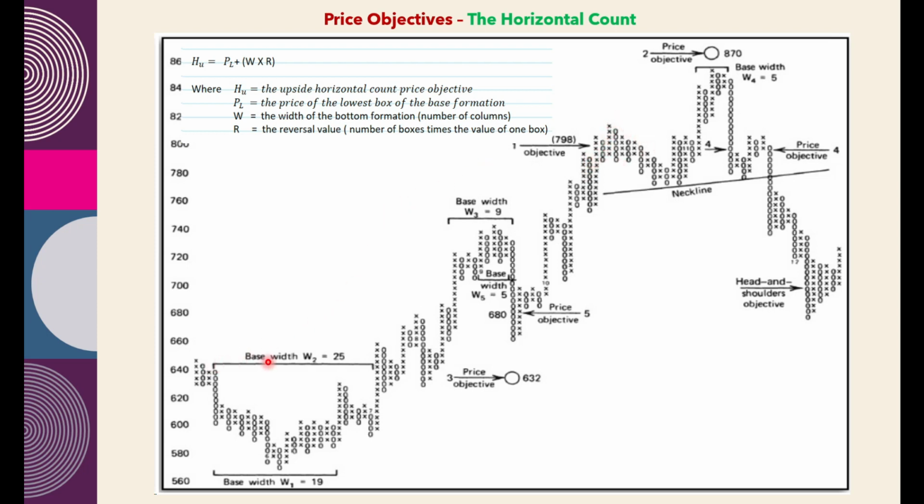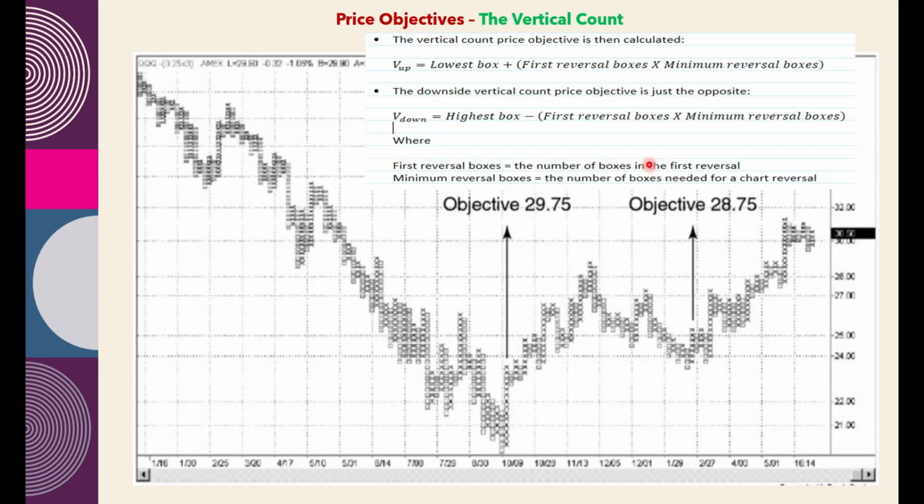Similarly, with this pattern, in place of the width of 19, we'll use 25. And with that, we get a price objective of 870. This is how we calculate the price objective or target using the horizontal formula. The next technique to arrive at the price objective or target setting is the vertical count.